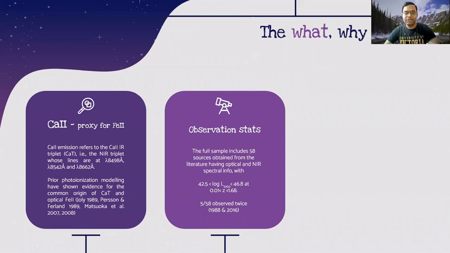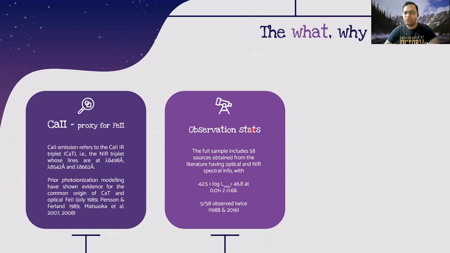Now, when I say calcium emission, this refers to the Ca II triplet emission, that is the near-infrared triplet, as I showed in the spectra, between these 3 wavelengths. And prior photoionization modeling has suggested that calcium emission does form in dense and low ionization regions similar to that of iron, and thus can be used as an effective proxy. But we took this a step further and tried to characterize, both from observation and from modeling, whether this is indeed the situation at play.